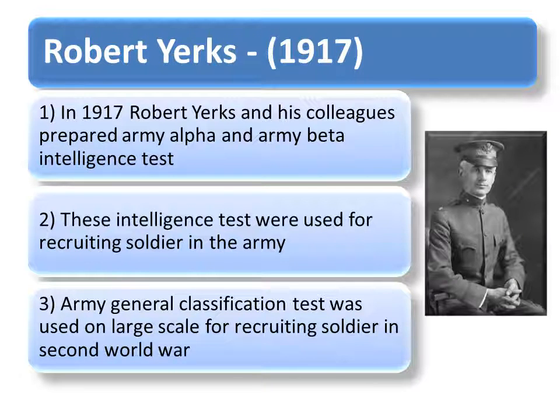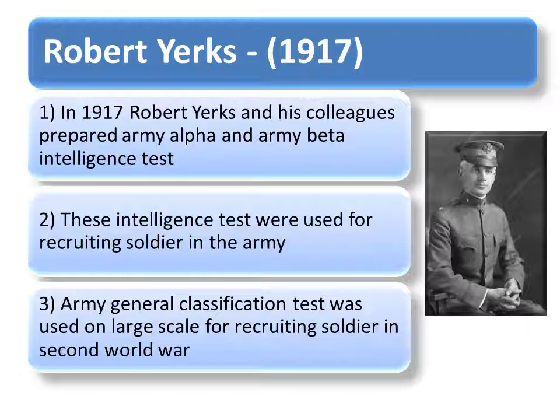Robert Yerkes. One, in 1917, Robert Yerkes and his colleagues prepared the Army Alpha and Army Beta intelligence scale. Second, these intelligence tests were used for recruiting soldiers in the Army. Third, the Army General Classification Test was used on a large scale for recruiting soldiers in the Second World War.